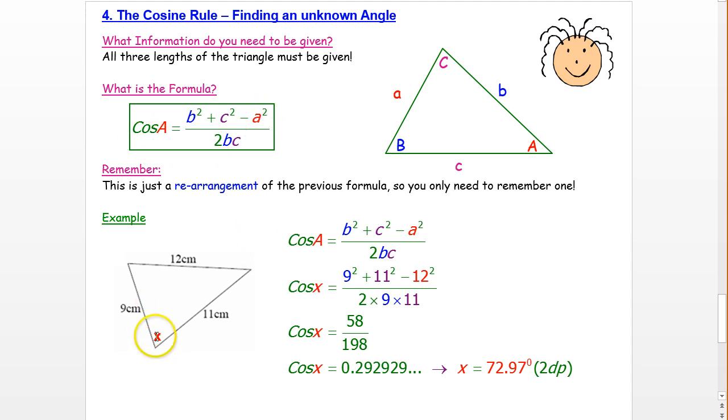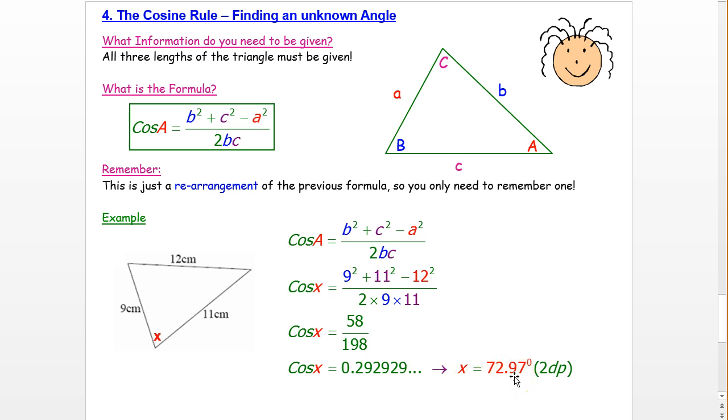In this case, I want to find x. I'm going to replace a with x, so I have to replace the opposite side in the formula, the one that's getting subtracted, with the opposite side of 12. The other two sides, whether it's 11 squared plus 9 squared or 9 squared plus 11 squared, doesn't matter. Cosine x equals 58 over 198. Cosine x equals 0.292929. Obviously, that's 29 recurring. Arc cos, or the inverse cosine function, will give you the angle 72.97.